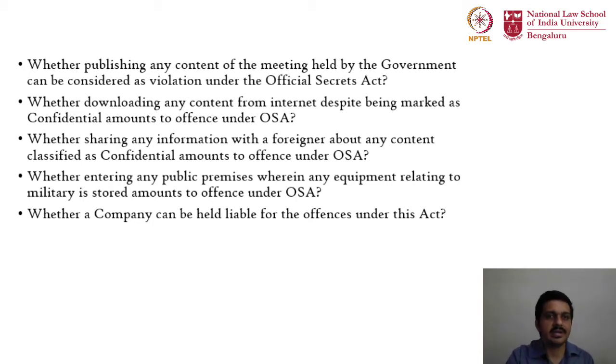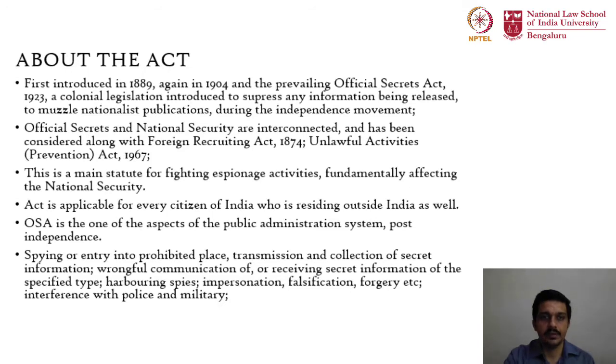To start with, Section 3. It deals with the penalty for spying. This means anyone who enters any prohibited place, involves himself in making any sketches, or collects any records and communicates, he may be sent to jail for a period of 3 years. The punishment under this provision is also extendable up to a period of 14 years if it is committed in relation to any work of defense, arsenal, navy, military establishments.